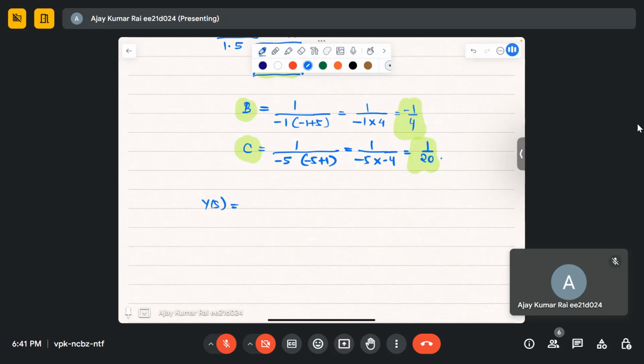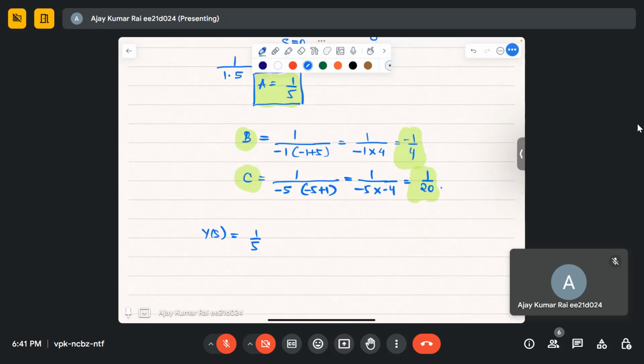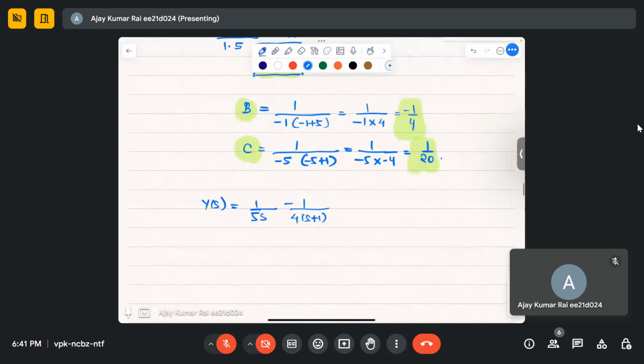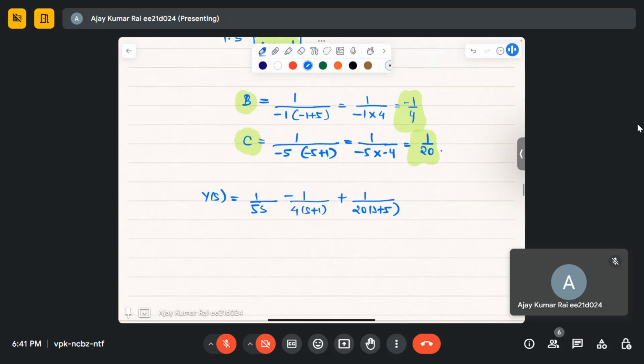So y of s, A is given as 1 by 5 s, plus minus 1 by 4 into s plus 1, plus 1 by 20 into s plus 5. Then find the inverse Laplace transform. The inverse Laplace transform is 1 by 5, minus 1 by 4 e raised to minus t, plus 1 by 20 e raised to minus 5t. I hope up to now it's very clear.